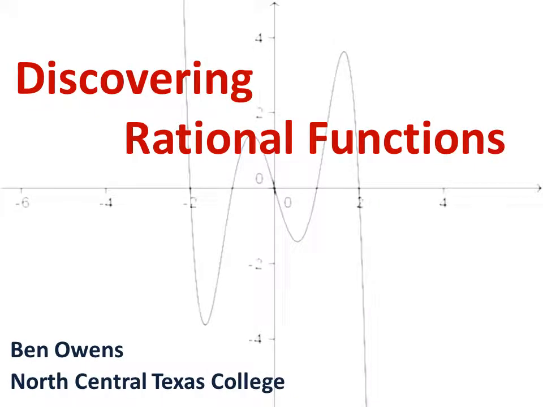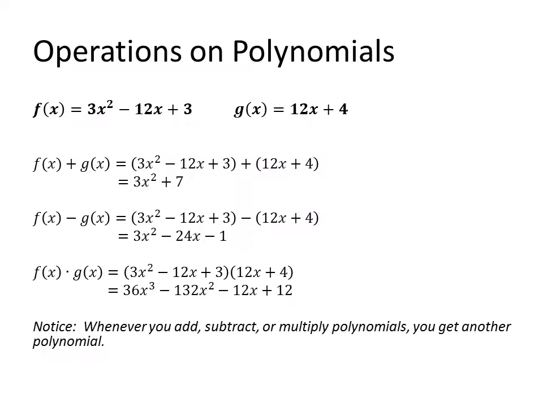Hi, this is a video that's meant to serve as an introduction to rational functions. We've seen that given polynomials, we can add, subtract, multiply, and divide them. An interesting fact is that whenever you add two polynomials, the resulting equation is also a polynomial. The same is true when you subtract or multiply. Anytime you use these operations with two functions, the function that you get is also a polynomial.